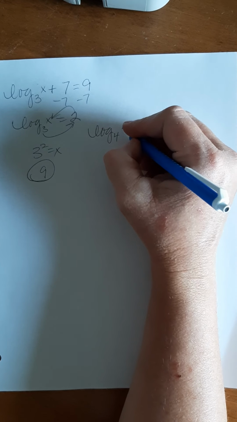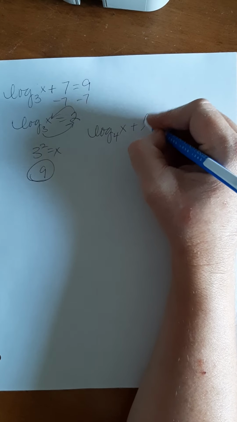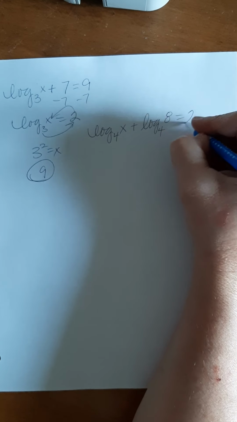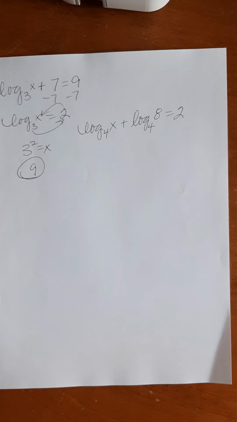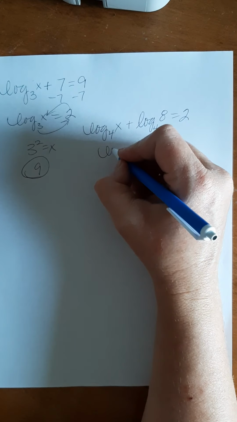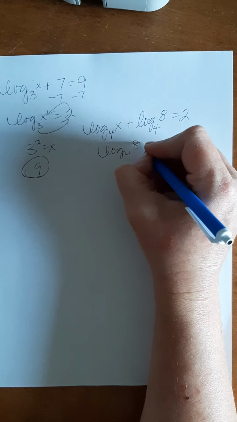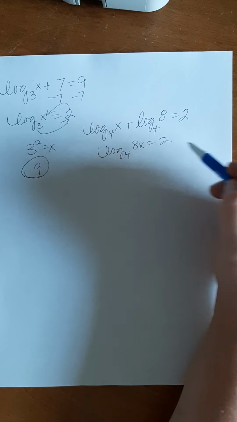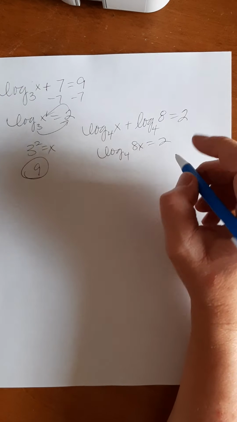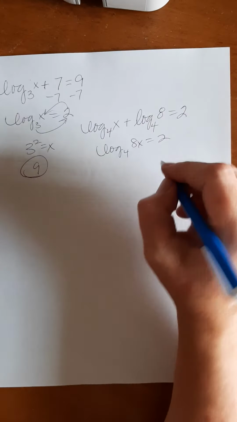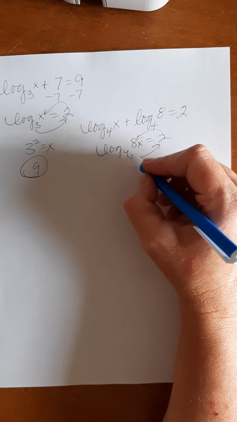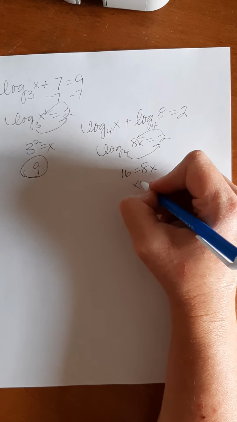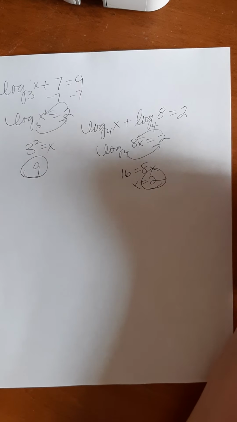But let's say we have one like this. Logs are only on one side. So you can start off by condensing them, add, so multiply, but you can't just drop it because this side doesn't have a log. So if logs are only on one side, always circle. So 4 squared, 16 equals 8x. x is 2.